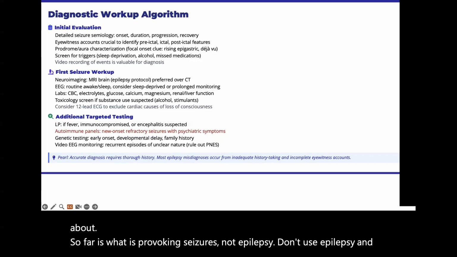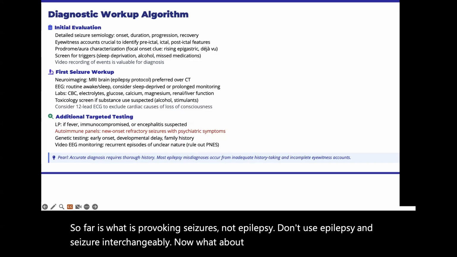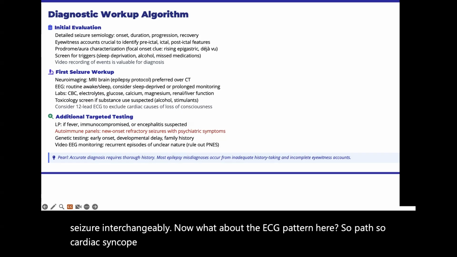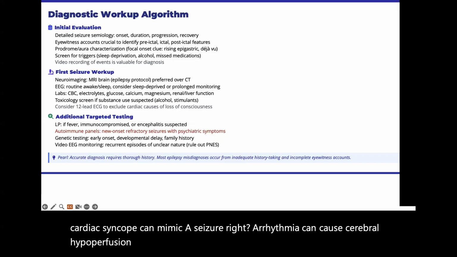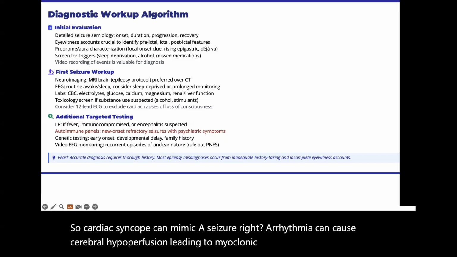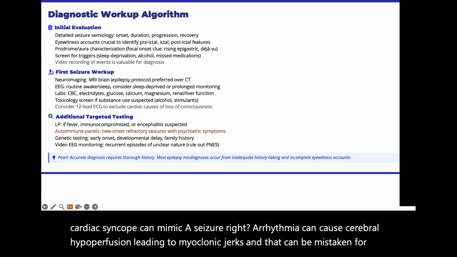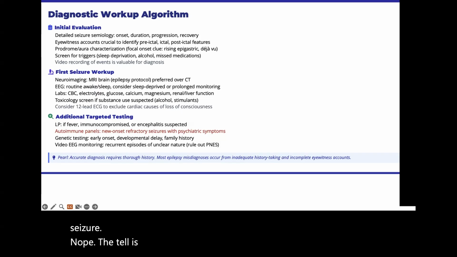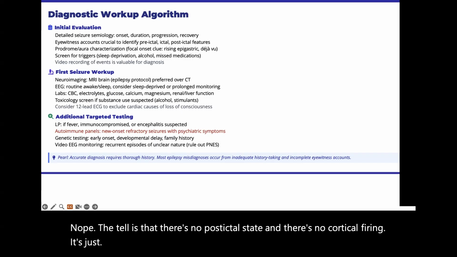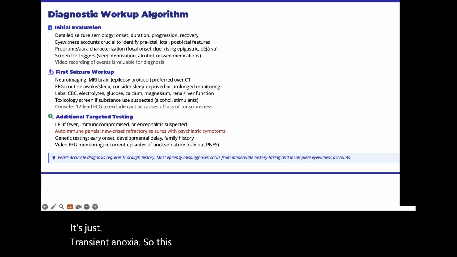Now, what about the ECG pattern here? So cardiac syncope can mimic a seizure, right? Arrhythmias can cause cerebral hypoperfusion, leading to myoclonic jerks, and that can be mistaken for a seizure. The tell is that there's no post-ictal state and there's no cortical firing. It's just transient anoxia. So this is why ECG is essential when the event might be cardiogenic.